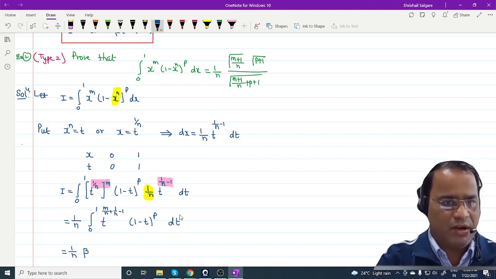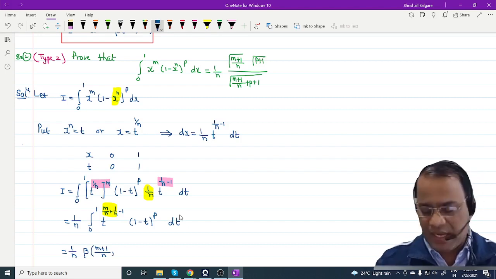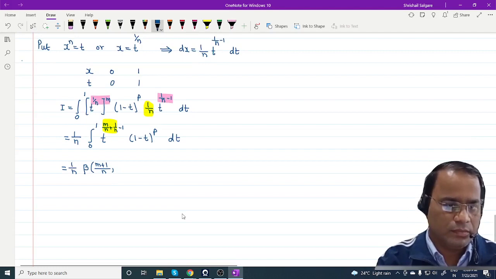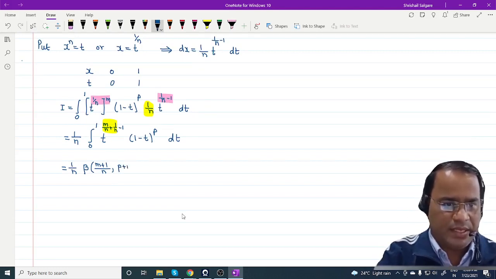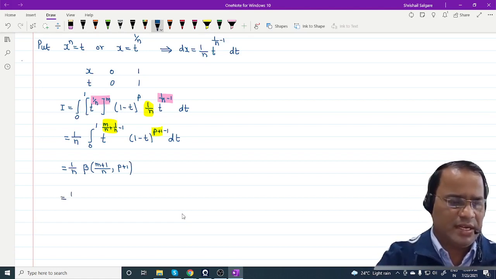It is a beta of, what is the first parameter? I will highlight something minus 1. This is the first parameter. So beta of m plus 1 divided by n. And what is the second parameter? Anyone can guess? P plus 1. Yes, it is p plus 1. It can be written as plus 1 minus 1. So here I have to write minus 1. Further, the only thing you have to do is write that answer in the gamma form.